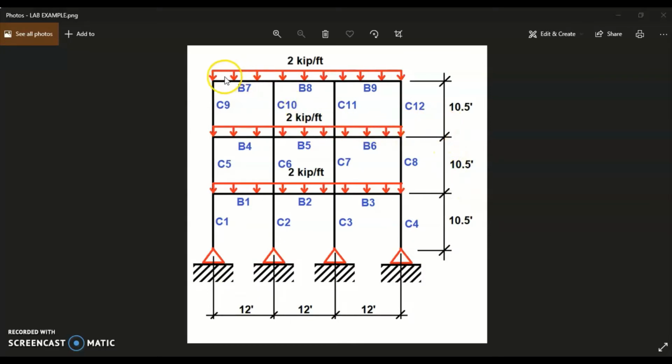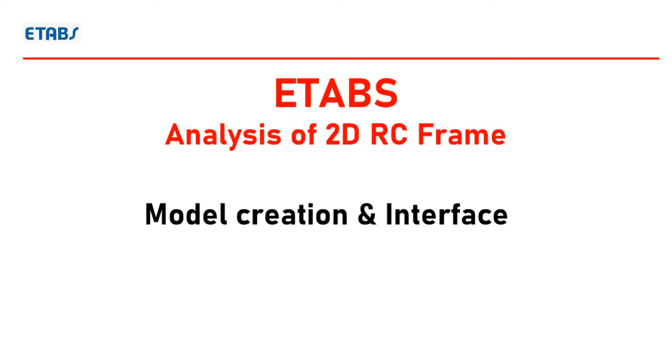And we have a superimposed dead load of 2 kip per feet. So that's a load besides its self weight. Now let's see how the structural analysis and design is performed in the ETABS software.